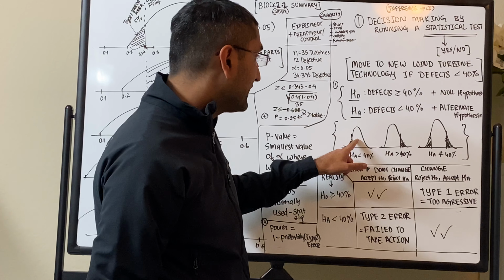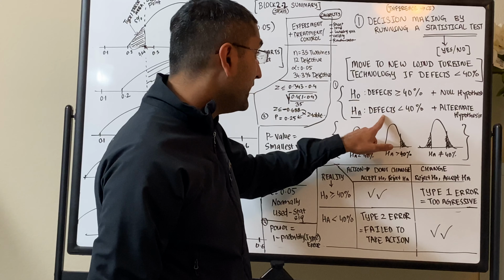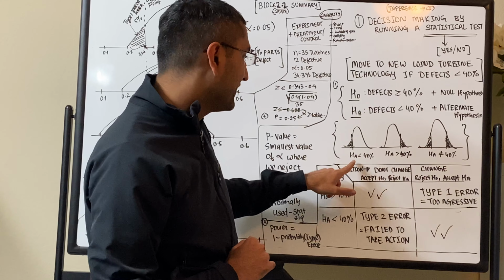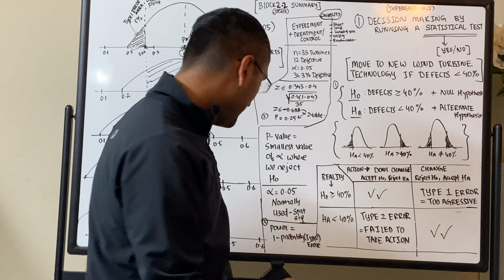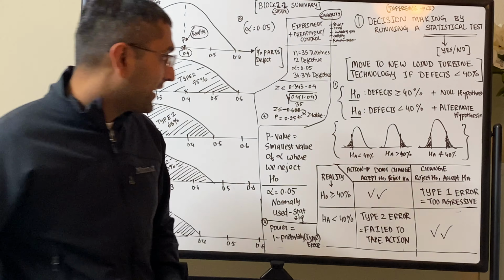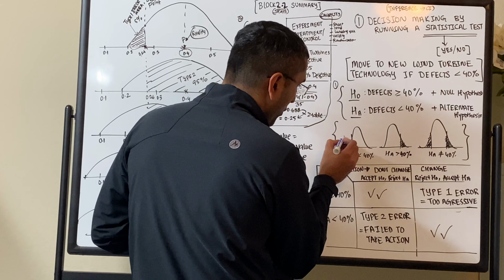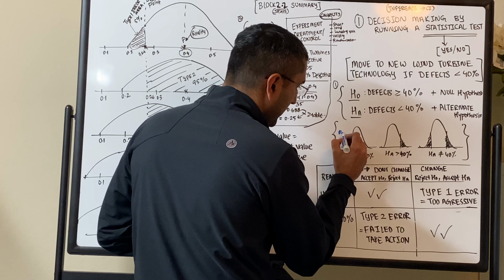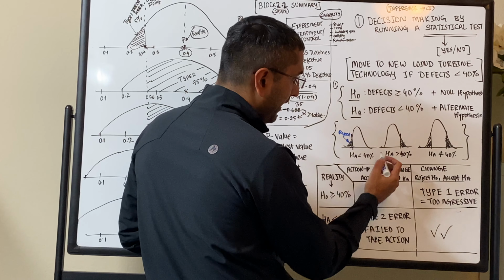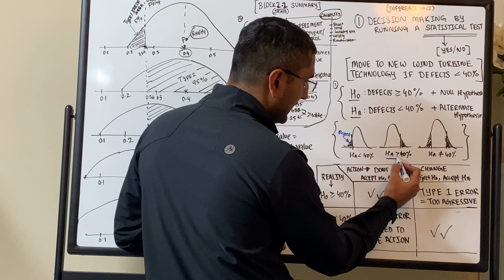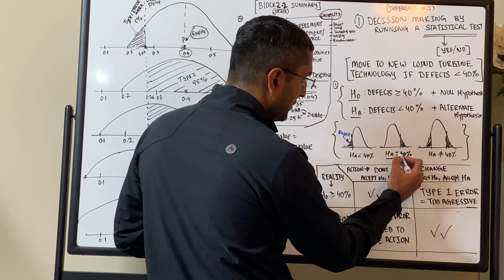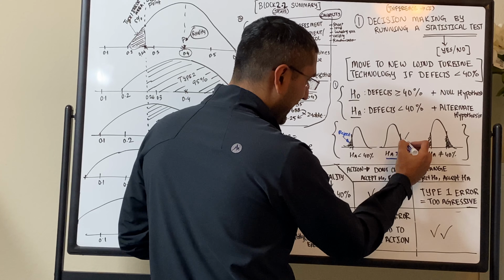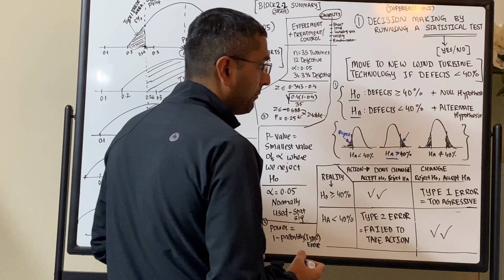A left tail test is when your alternate hypothesis has a less than sign. When it's a less than sign, then it's a left tail test. So basically here, what we're saying is that we would reject the null in this situation. This is when you reject the null. A right tail test is when your alternate hypothesis has a greater than symbol, right? If this was defects greater than, then you would have a right tail test. And this is where you would reject the null hypothesis.